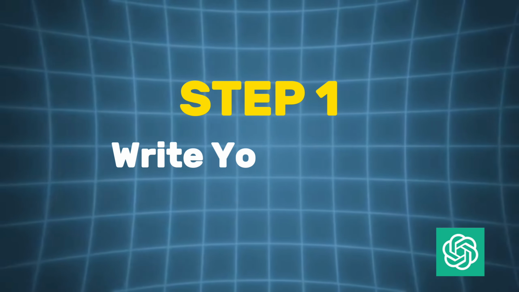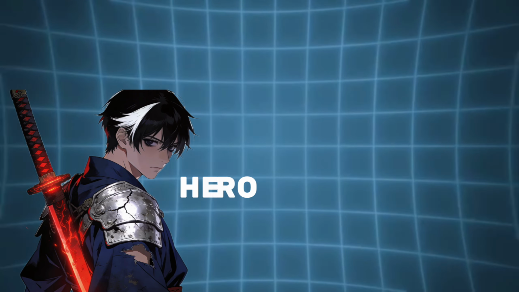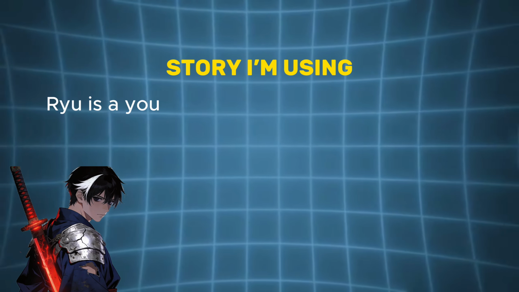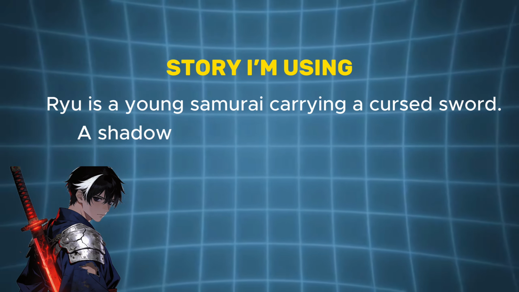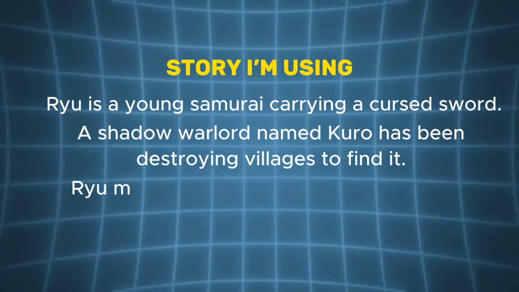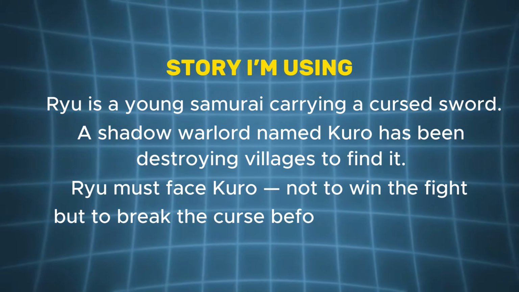Step 1. Write your story in ChatGPT. Every anime needs 3 things: a hero, a villain, and a simple 3-beat arc. Problem starts, things get worse, it resolves. Here's the story I'm using. Ryu is a young samurai carrying a cursed sword. A shadow warlord named Kuro has been destroying villages to find it. Ryu must face Kuro, not to win the fight, but to break the curse before it destroys him.